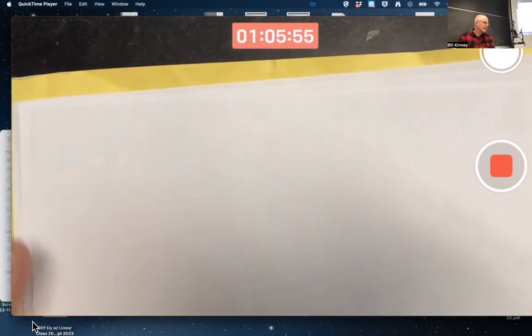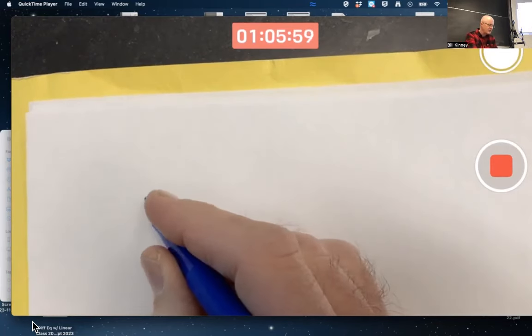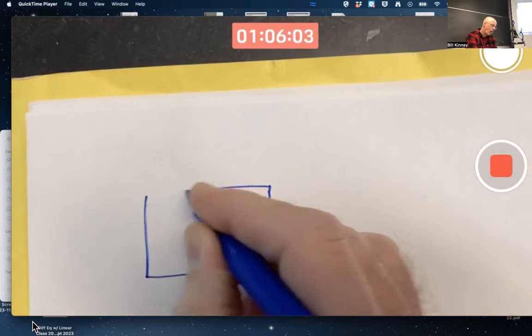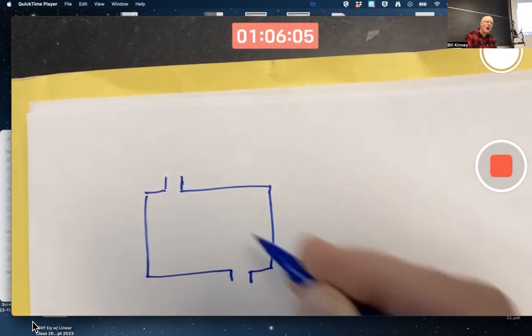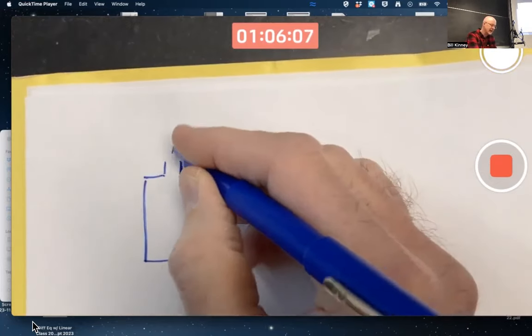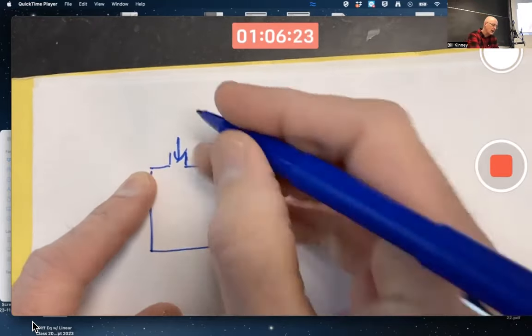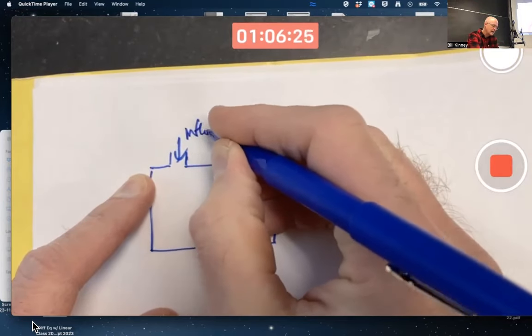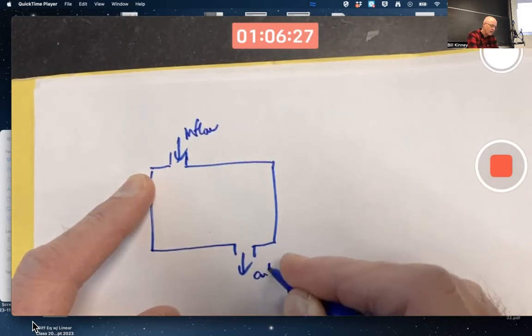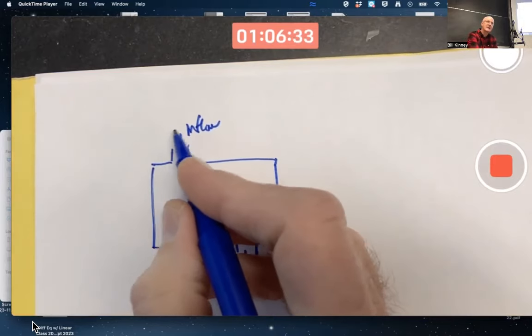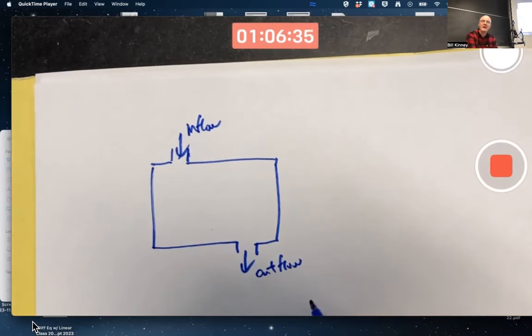Last example we'll do is an example where, pretend we've got a tank here and water flowing both into the tank and out of the tank. We've got an inflow and an outflow. Water coming in, water going out. Maybe you've got a faucet up here and you've got a drain down here, right?